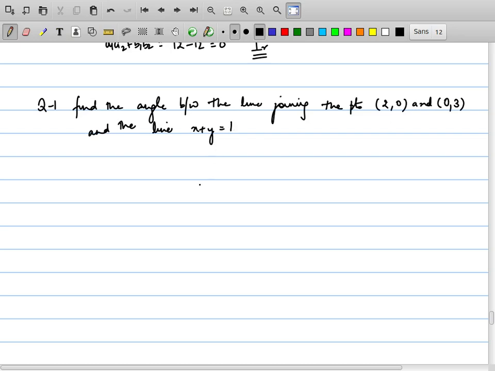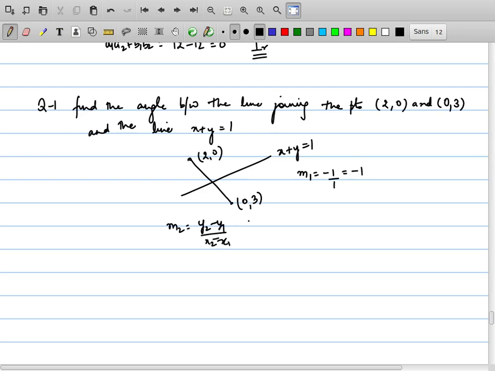So we are given two lines. One of the lines is x plus y equals to 1. The other line is formed by joining these 2 points 2, 0 and 0, 3. So one way is to find out the slope of this line, which is m1. What is it? Minus coefficient of x upon coefficient of y, that is minus 1. And what is the slope of this line? We can use the 2-point form, y2 minus y1 upon x2 minus x1, which would be 3 minus 0 upon 0 minus 2, which is minus 3 by 2.